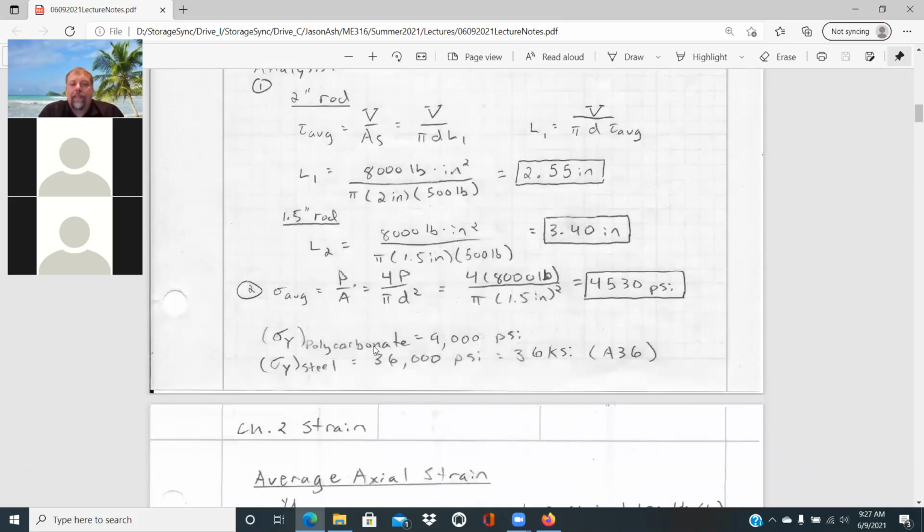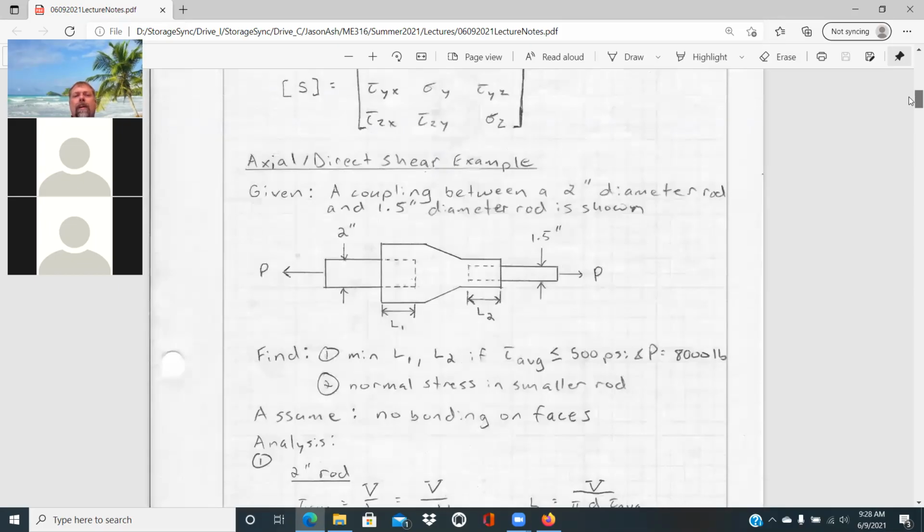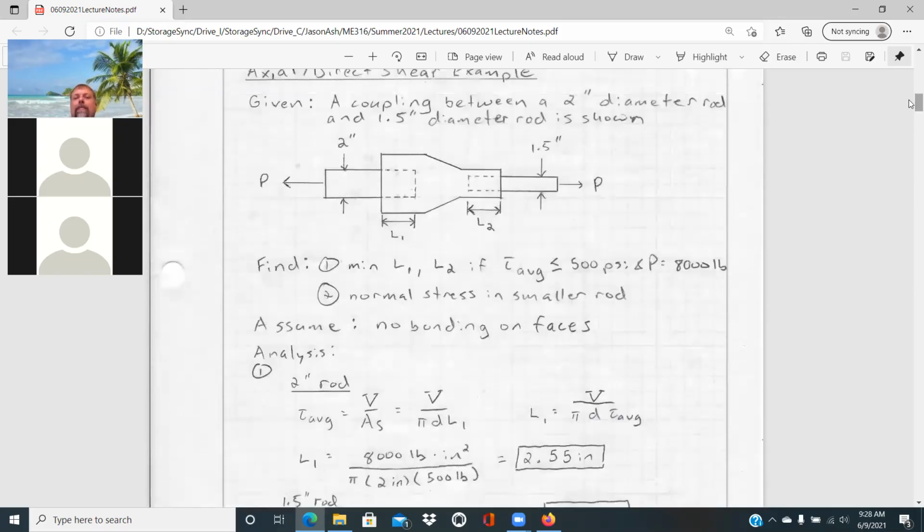And I just put the yield strength of some materials: polycarbonate, 9,000 psi, A36 steel, 36,000 psi. And so that's a fair distance below that. So any of those materials might be sufficient for that application depending on the factor of safety that you want. But that was just a quick example just to highlight both the axial stress and the direct shear stress.